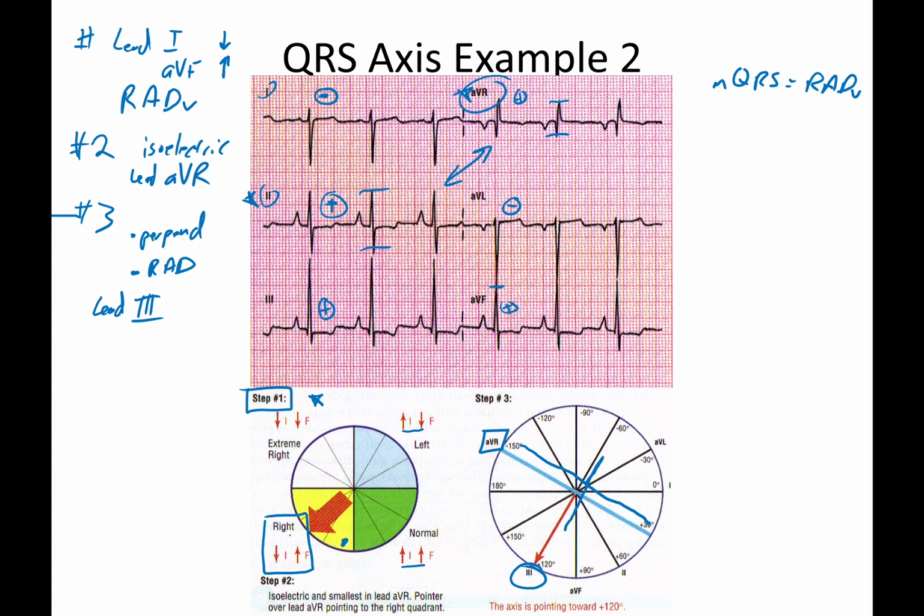Well, we know it's a right axis deviation, which means we're going to take lead 3 in the right axis half, or right axis quadrant, and that puts us right here. So we're going to say our mean QRS is a positive 120 degrees, because that's what our numerical marks are throughout here. So 120 degrees. So a true right axis deviation, but we now know how extreme it is.